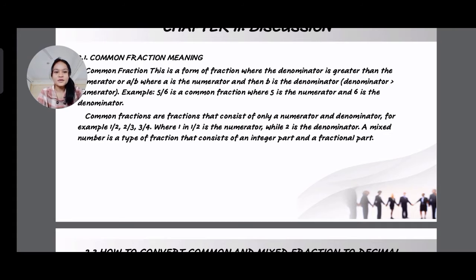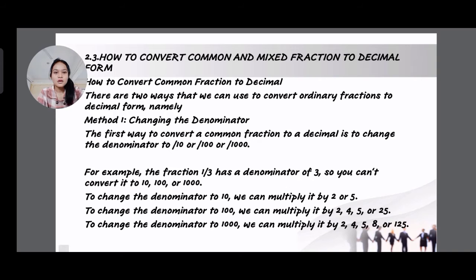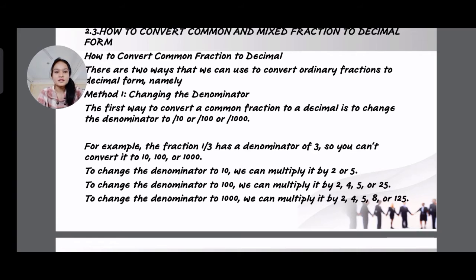Common fractions are fractions that consist of only a numerator and denominator. For example, 1 over 2, 2 over 3, and 3 over 4. How to convert common and mixed fraction to decimal form. How to convert common fraction to decimal form? There are two ways that we can use to convert ordinary fraction to decimal form.